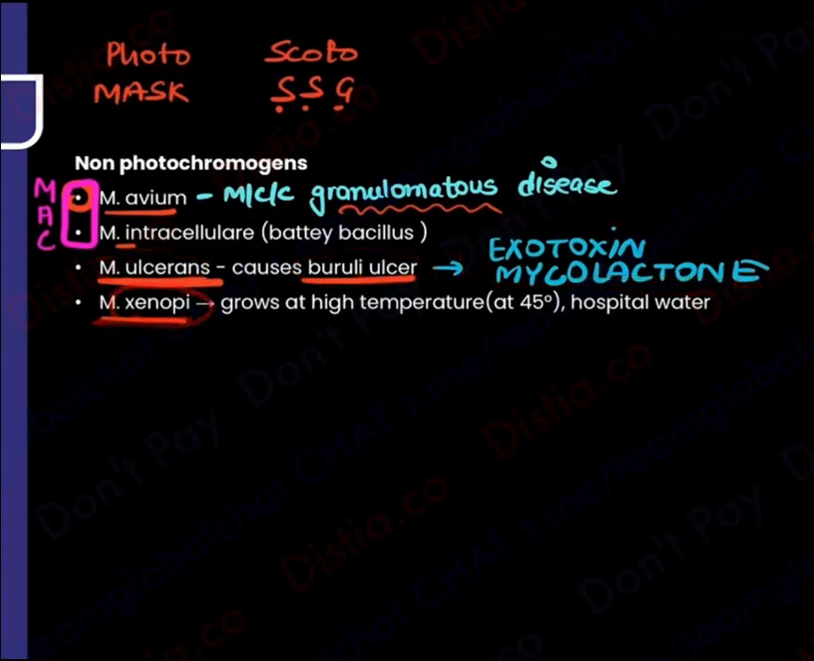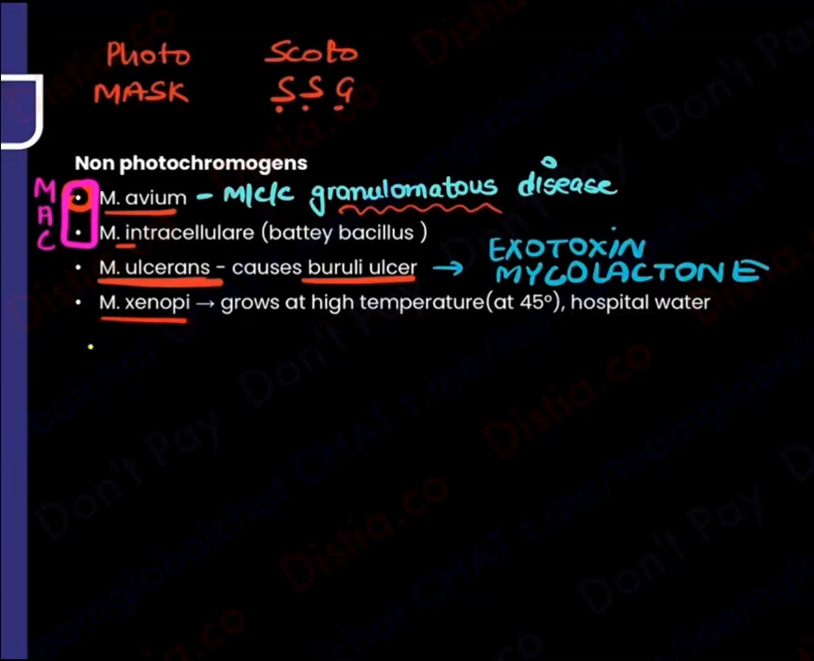Starting last one, xenopi. Xenopi anyway means like xeno, we always refer to something, animals outside of this world. That means that this is the one that can grow at very, very high temperatures, and this is the one that is going to be found in hospital waters. That is xenopi. So the non-photochromogens are also done.